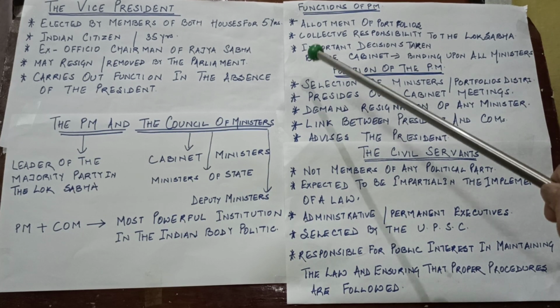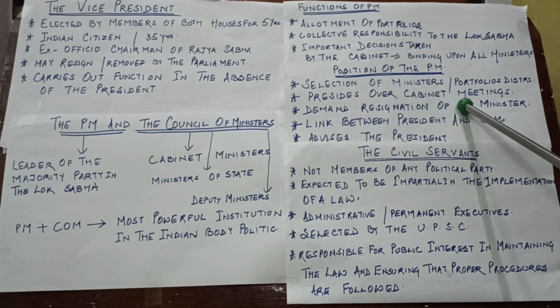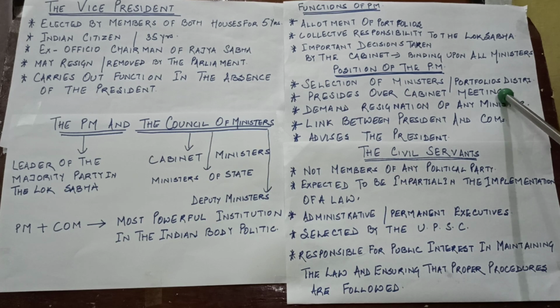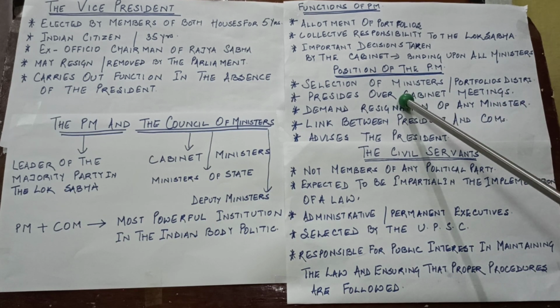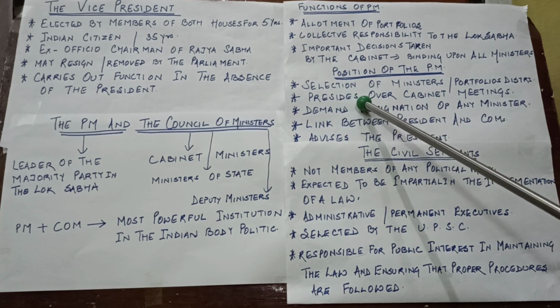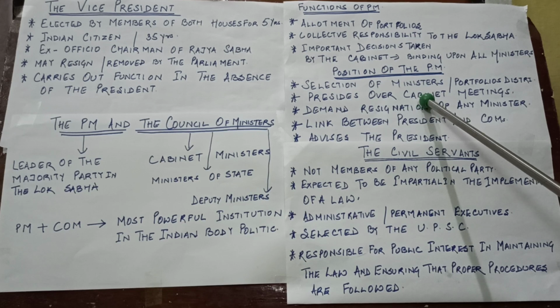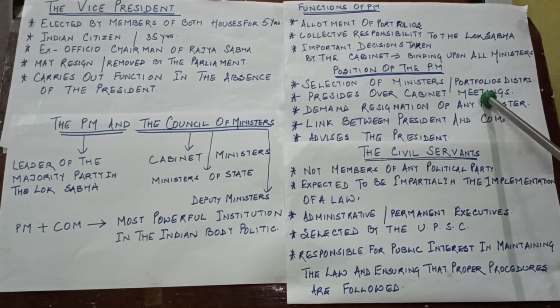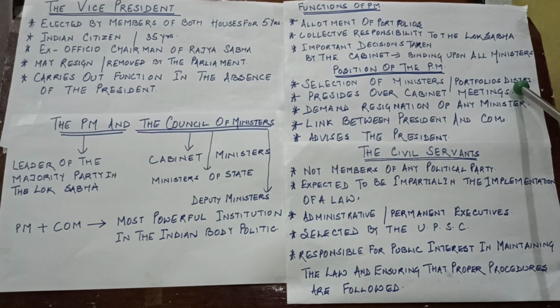Secondly, he presides over the cabinet meetings and decides the business to be transacted at such meetings. The cabinet meetings are presided over by the Prime Minister, and he is the one who decides which particular matter has to be discussed in the cabinet meetings.